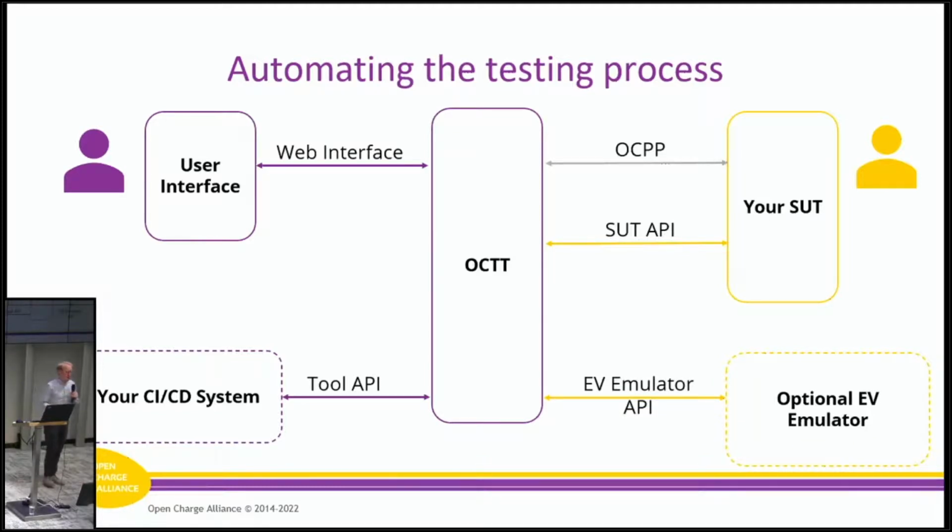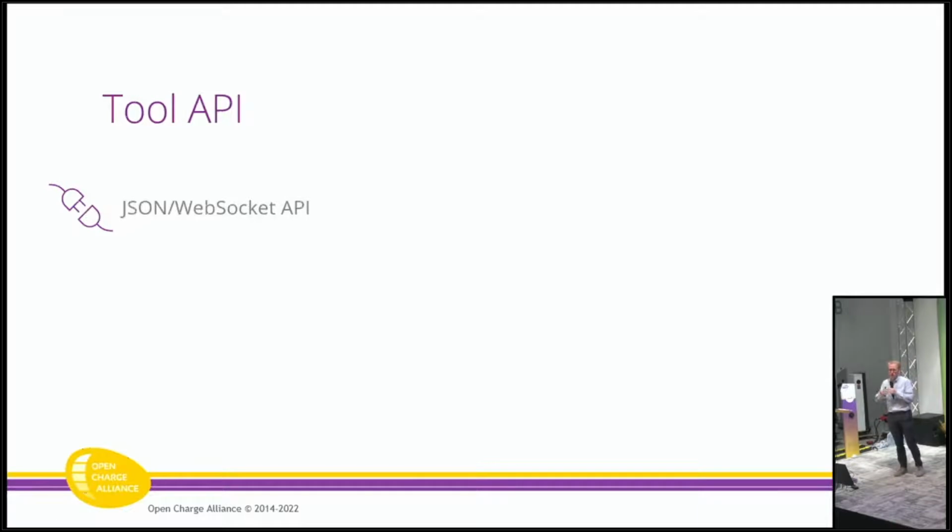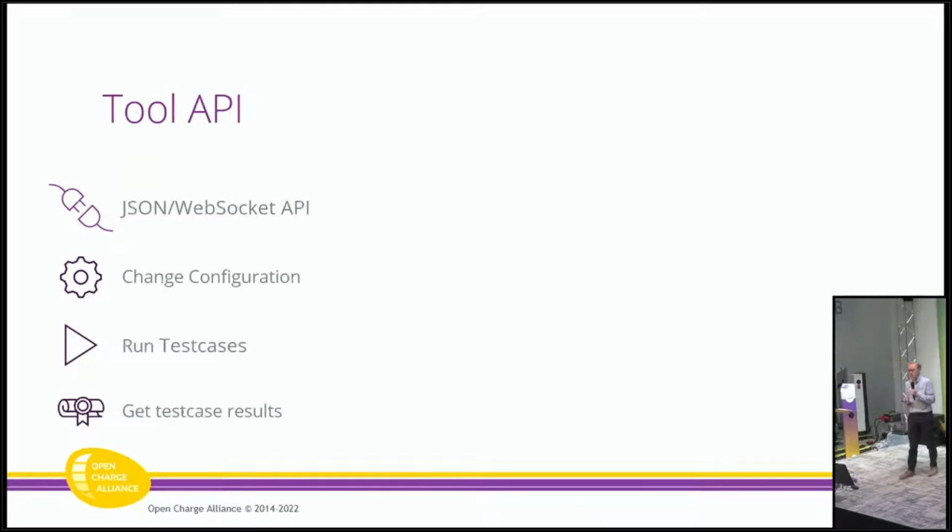If you want to go even further, and if you have, say, an EV emulator box that can emulate what the vehicle is doing, like close its S2 switch and things like that, there's also an endpoint for that. So we can even control these devices. Let me go into a little bit more detail. The tool API is a JSON WebSocket API. So you can just implement that yourself in a Python script or whatever you want to use. You can change configurations, you can run test cases, and you get the results as well during the test cases.